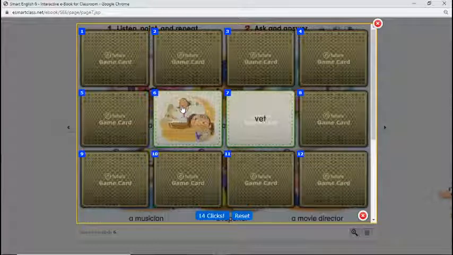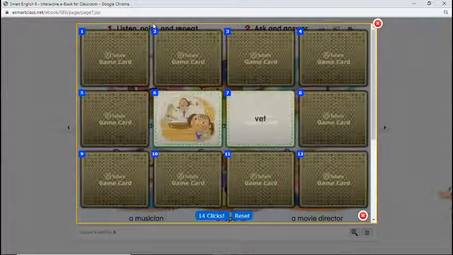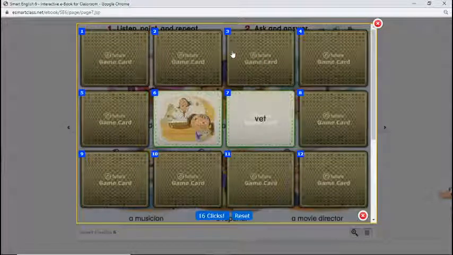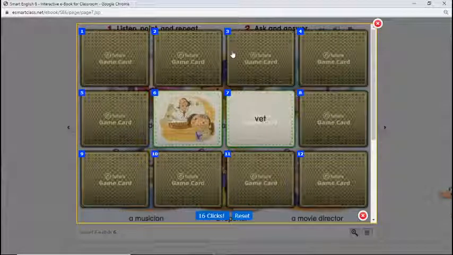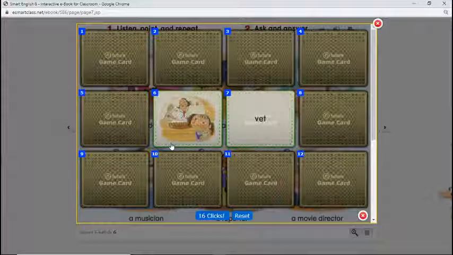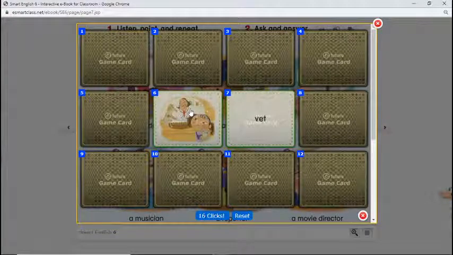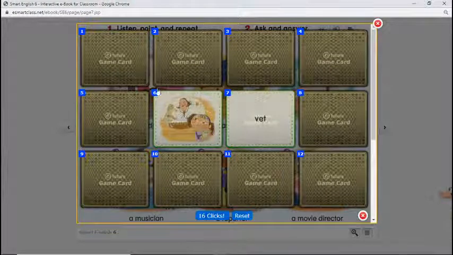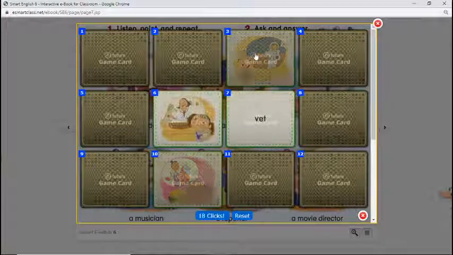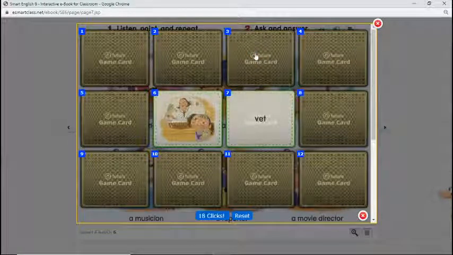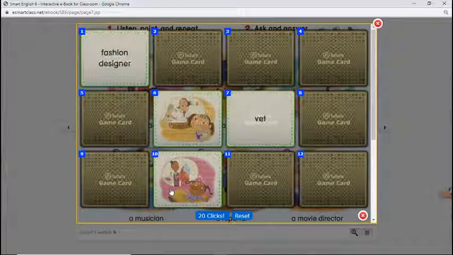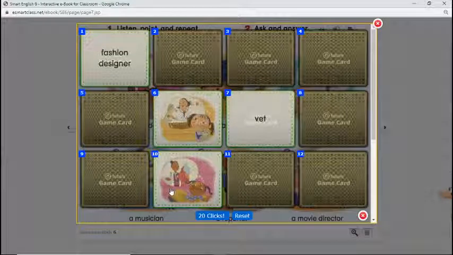Muy bien, Kimberly. Danielle said 11 and 3. That's not a match. Alejandra said 1 and 6, but we have already used 6, so we can use 1. 6 and 7, we already have it. 1 and 6, we can use it. 10 and 3, that's the match. Alejandro said 1 and 10. Fashion designer. Fashion designer, that's correct. Muy bien.